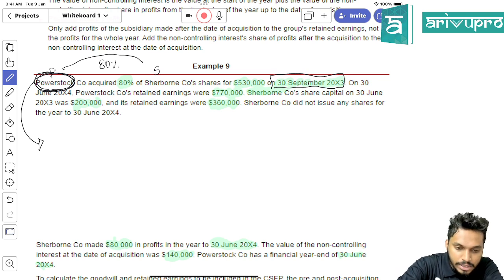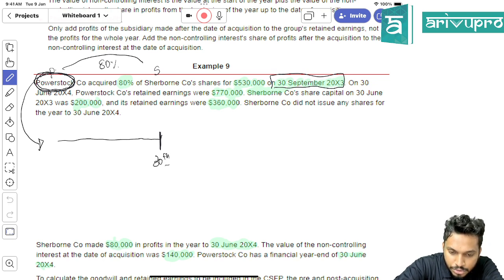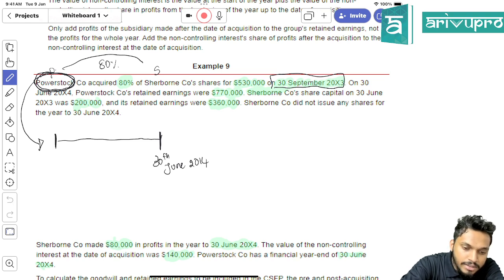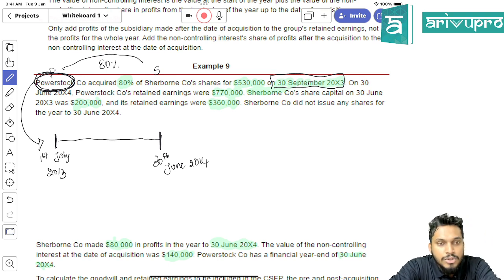They are preparing the accounts as of 30th June 2014, which means they would have started on 1st July 2013. So this is the financial period for the parent. Let's assume we are the parent and we are the ones doing the consolidation. So our financial period is 1st July 2013 and it ends on 30th June 2014. That is our calendar period.